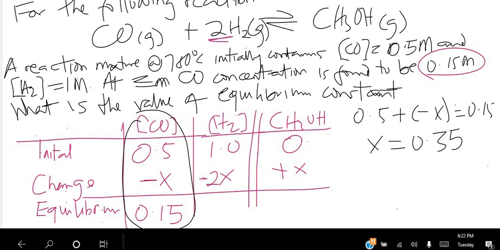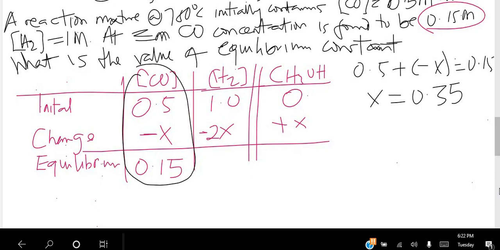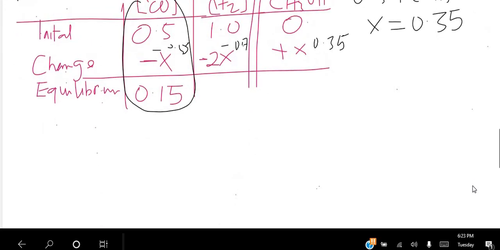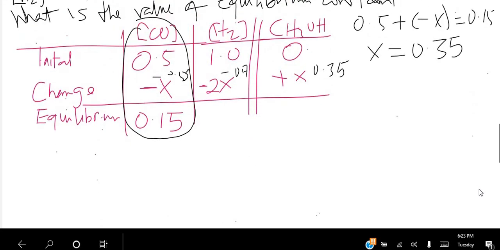So if you plug in all this 0.35 into this place, this is going to be negative 0.35. Here, this is going to be negative 0.7, and this is going to be positive 0.35. Right. So we can make it look clearer by rewriting this.